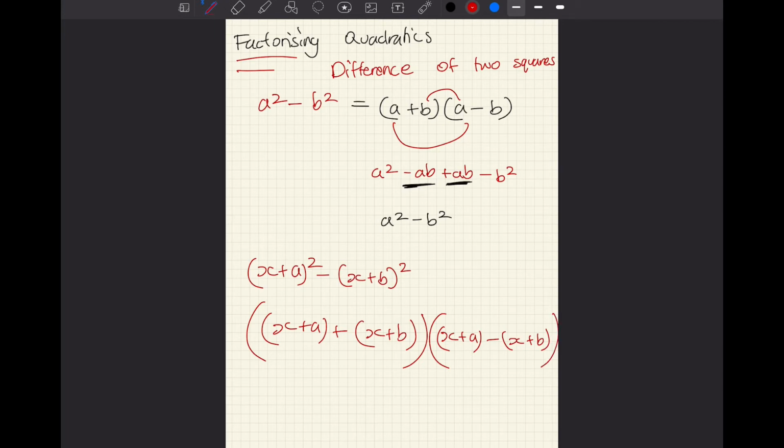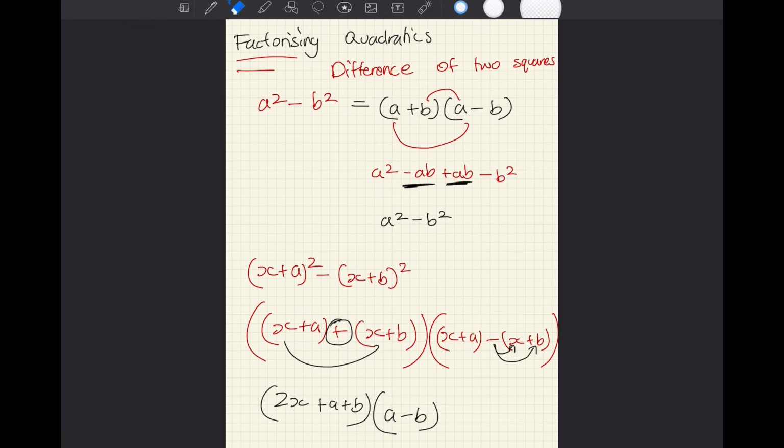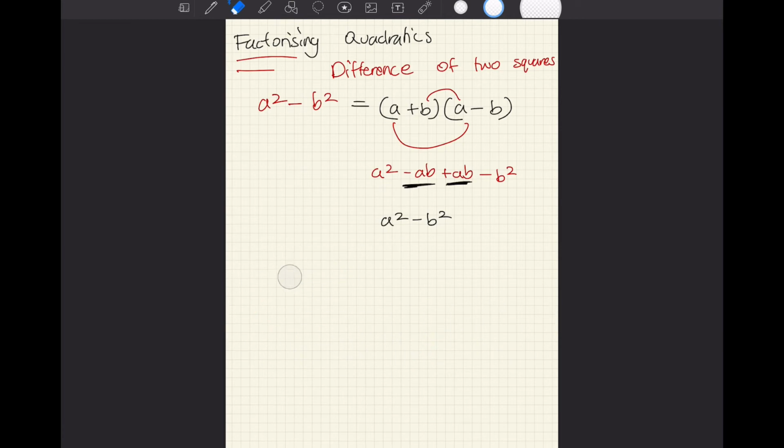So you see, though long, this allows us to quickly simplify because we're left with 2x. So remember there's a plus here, so we're not multiplying. So x plus x is 2x plus a plus b, and that's multiplied by x minus x, so 0, and then a minus b, because that's negative x, negative b. So that's a quick little tangent, but you see that the difference of two squares is used everywhere.